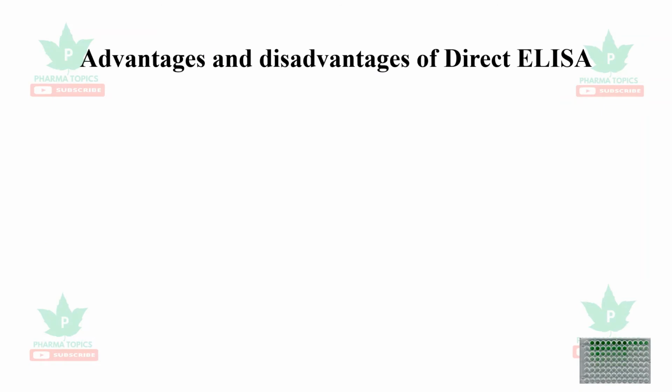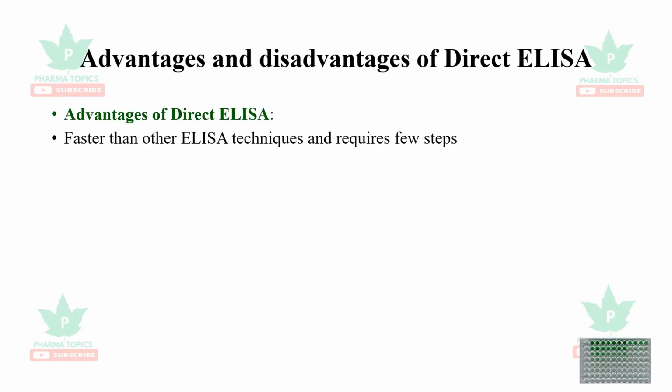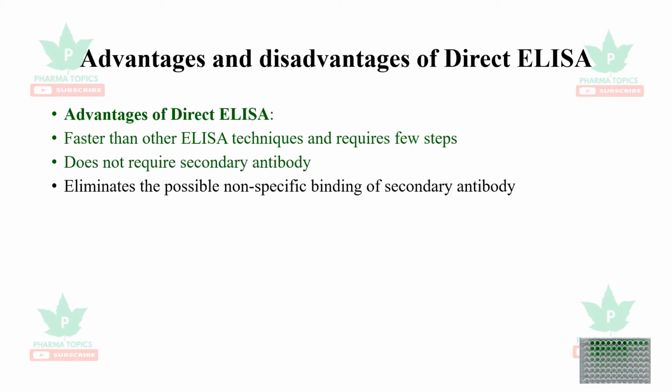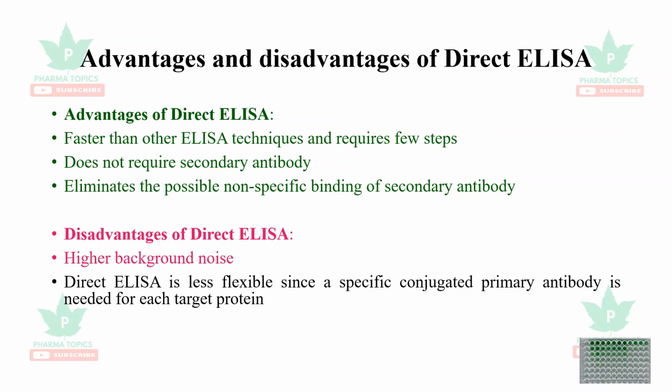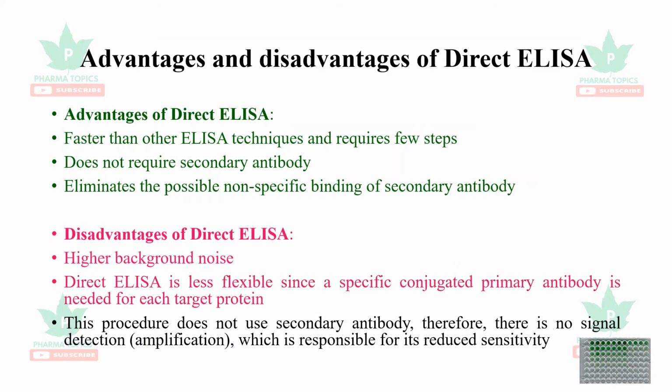Let us see the advantages and disadvantages of direct ELISA. Advantages: it is faster than other ELISA techniques because it requires few steps. It does not require a secondary antibody. It eliminates the possible non-specific binding of secondary antibody since it is not used. The disadvantages, or limitations, of direct ELISA are that it has a higher background noise. Direct ELISA is less flexible since a specific conjugated primary antibody is needed for each target protein. This procedure does not use a secondary antibody, so there is no signal amplification, which is responsible for its reduced sensitivity.